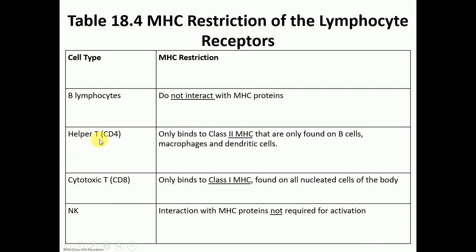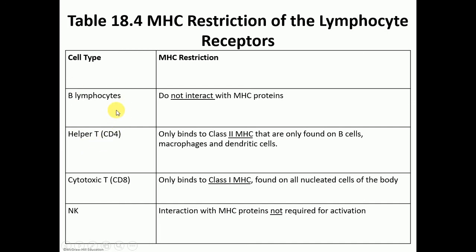Your helper T cells are of cluster of differentiation 4, and those can only bind to class 2 MHCs. Remember that class 2 MHCs are found on very specific cells: your B lymphocytes, your macrophages, and dendritic cells. These cells have to figure out a way to break down the pathogen and attach a part of it to its class 2 MHC, and that is how the helper T cells can find them.